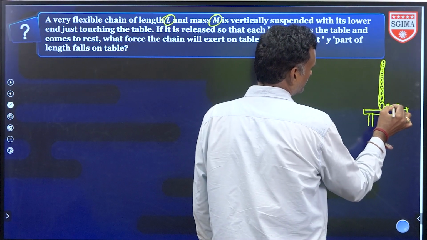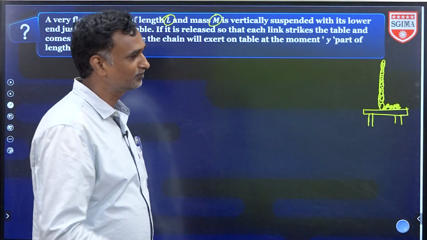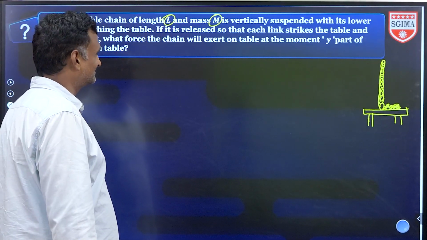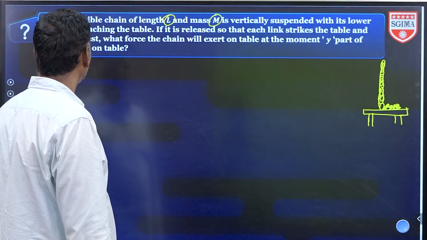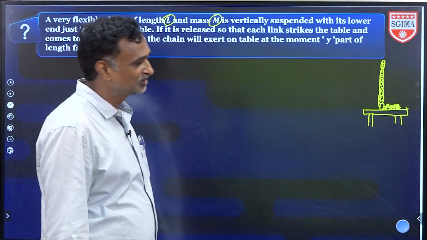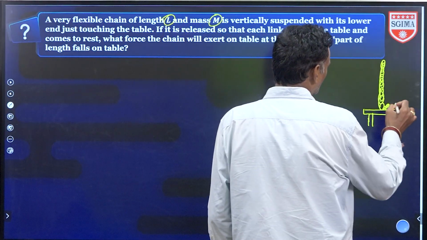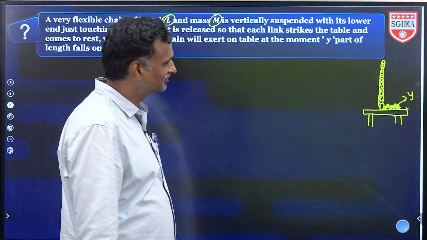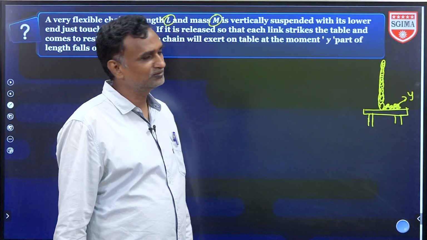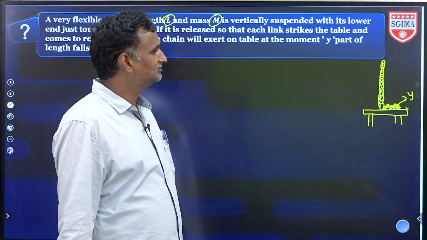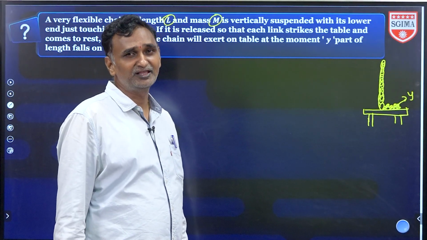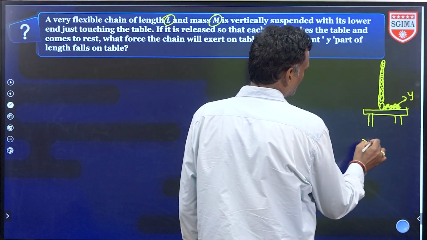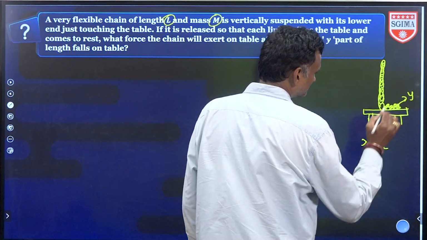It is just like a grouping on the table, collectively grouping on the table. Then what force will the chain exert on the table at the moment when a y part of length falls on the table? Total length is L, but the length of chain that falls on the table is the y part. Okay. So here you definitely know about one point, that is linear mass density. The concept of linear mass density. Okay. So that actually explains lambda equals mass by length.